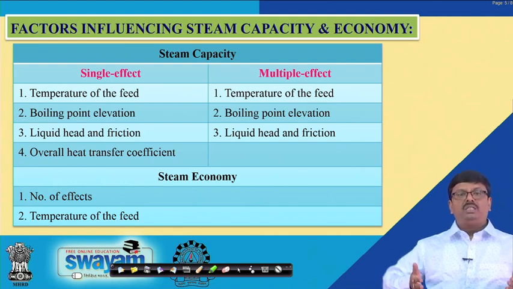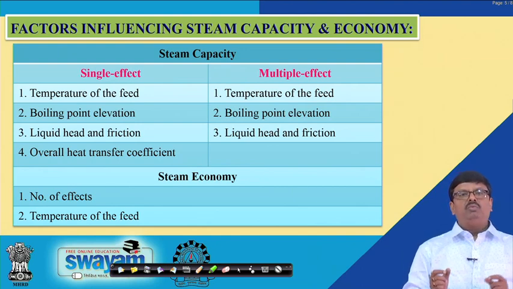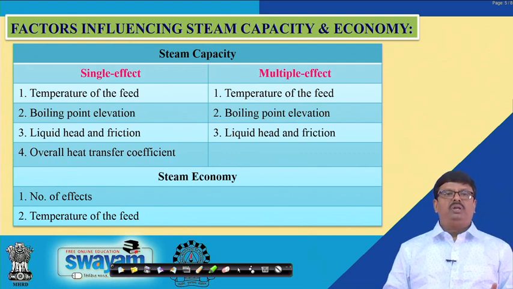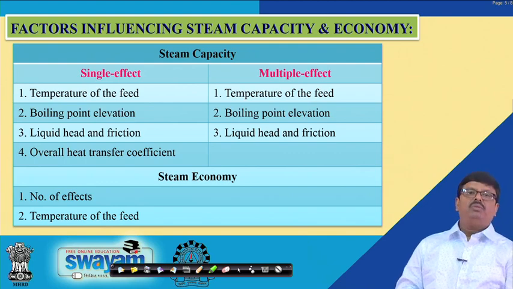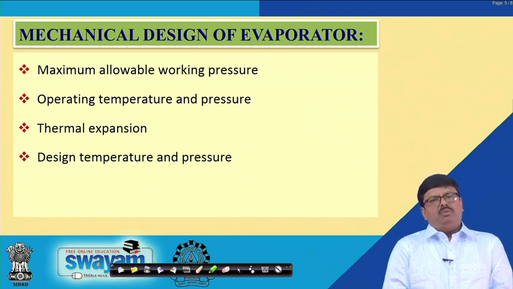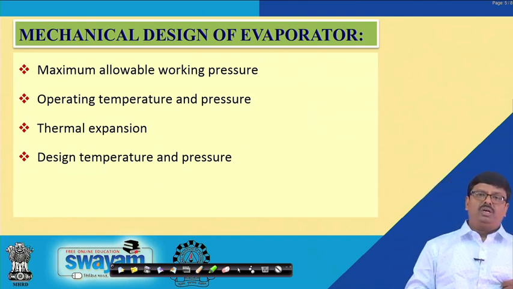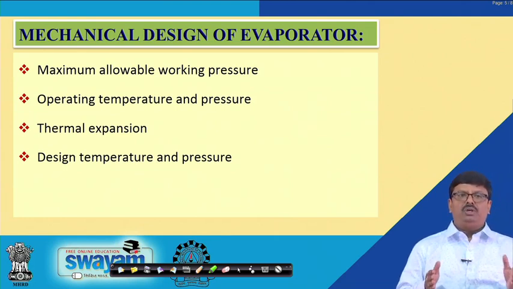We have already defined the steam capacity and the steam economy. Now, for single effect and multiple effect evaporators, how are they influenced by different parameters? For steam capacity, these are the temperature of the feed, boiling point elevation, liquid head, and the overall heat transfer coefficient, and for steam economy, the number of effects and the temperature of the feed. Mechanical design of evaporator consists of many parameters and many ways that we can consider, but these are the very important points that we need to consider.